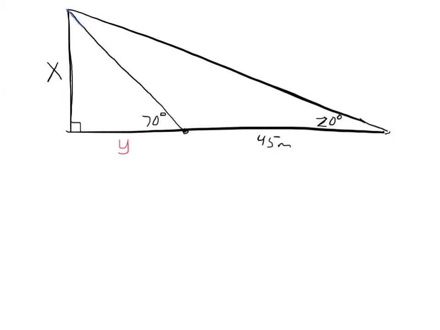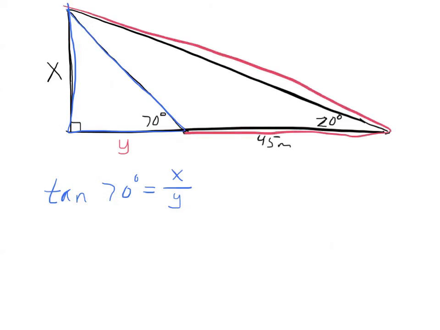From the smaller triangle, we have the relationship that the tangent of 70 degrees is equal to the opposite, x, over the hypotenuse, y. From the larger triangle, the 20-degree triangle, sorry that was a messy tracing, we have that the tangent of 20 degrees is equal to the opposite side, which is x, over the adjacent side, which is y plus 45. You'll notice at this point, neither one of these equations is solvable.